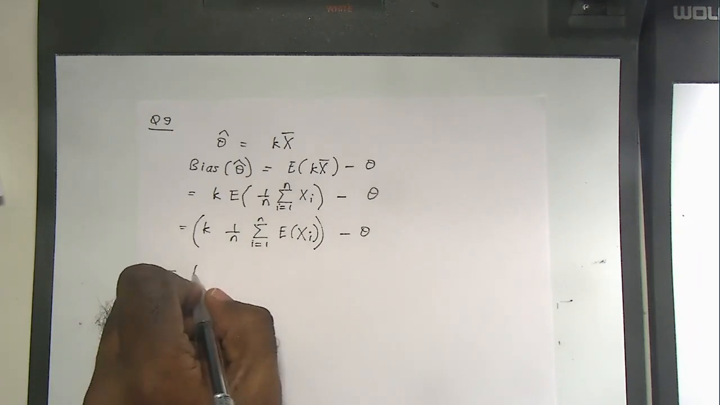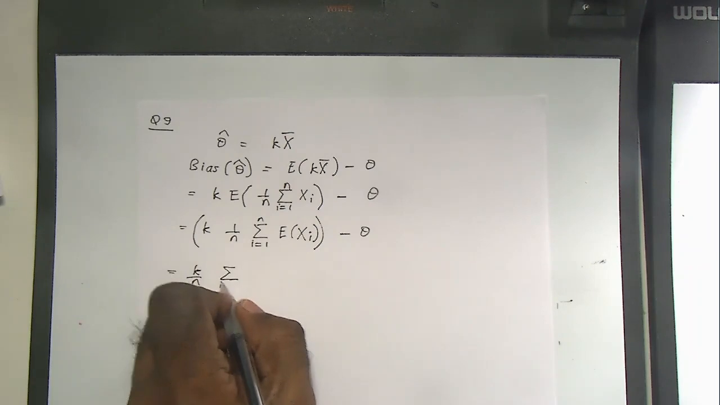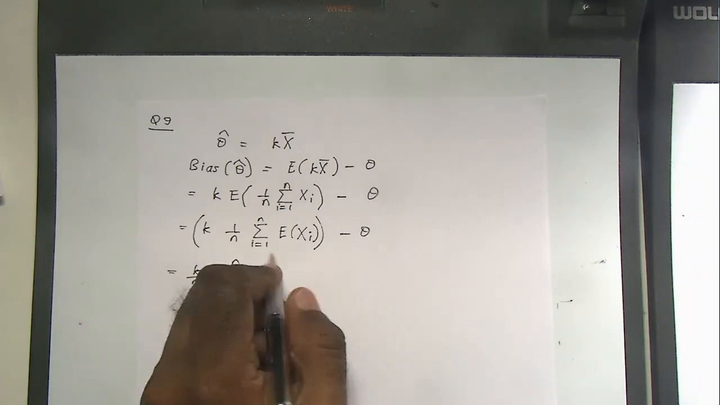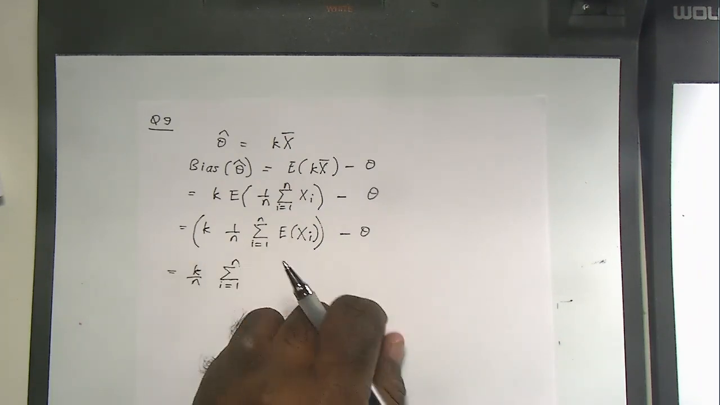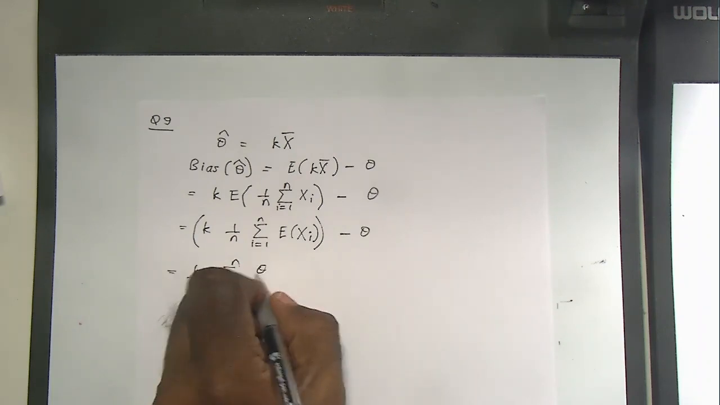All right, now let me check your memory. What's the expected value of a uniform 0 to theta? This one here, the expected value of xi. Theta over 2. Theta over 2. Yeah.